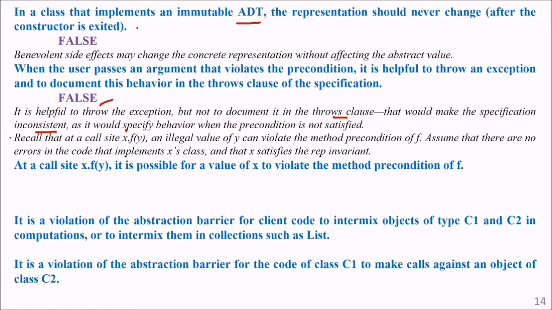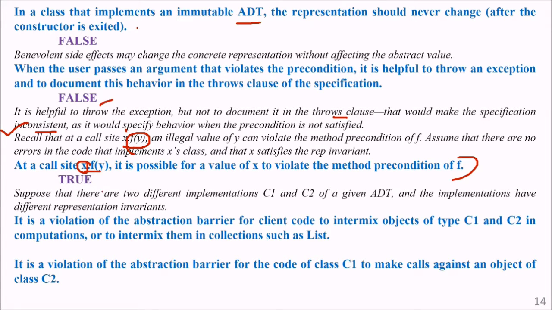You may answer like this. This is a specific question. At a call site, say x.f(y), is it possible for a value x to violate the method precondition of f? Yes. Because suppose that there are two different implementations, C1 and C2, of a given ADT, and the implementations have different representation invariants. It is a violation of the abstraction barrier for client code to intermix objects of type C1 and C2 in computation, or to intermix them in collections such as a list. The answer is false.